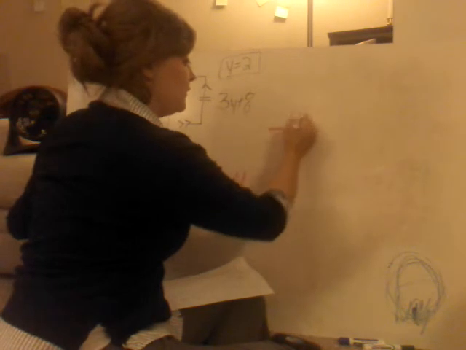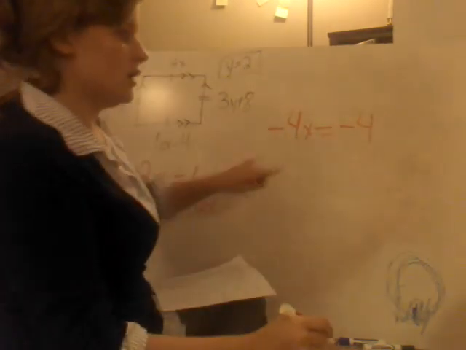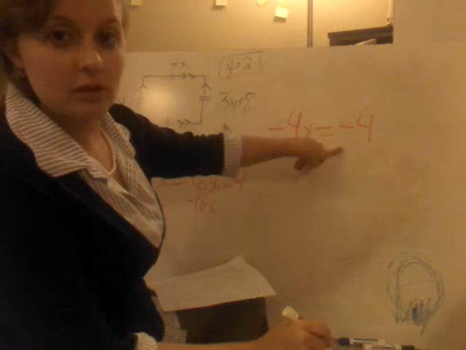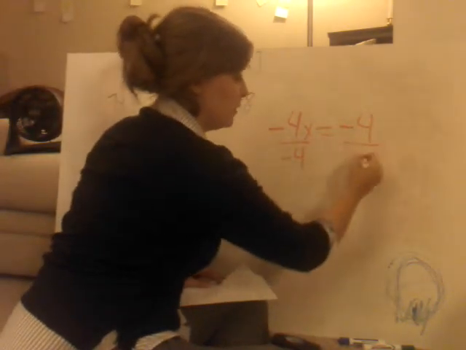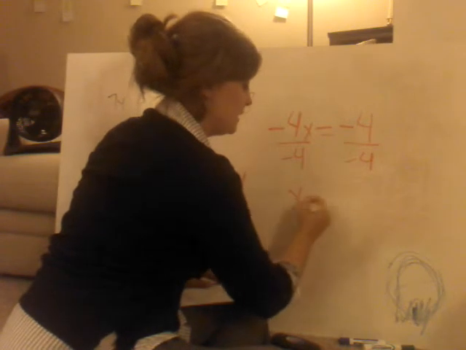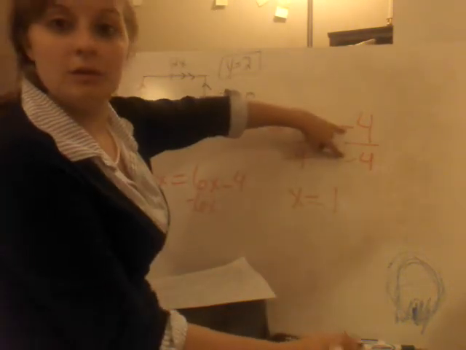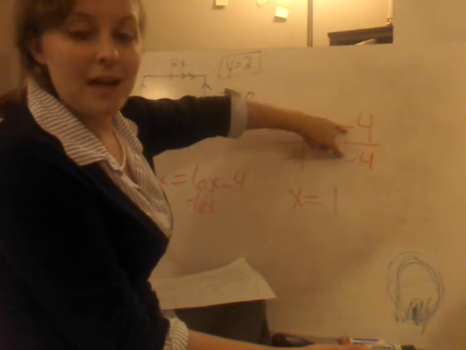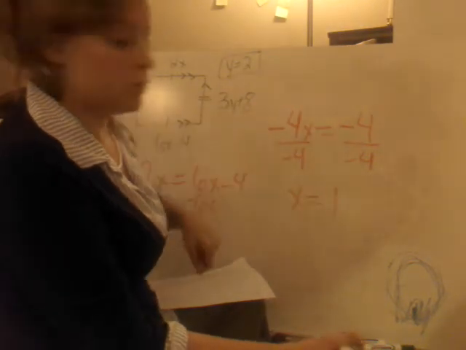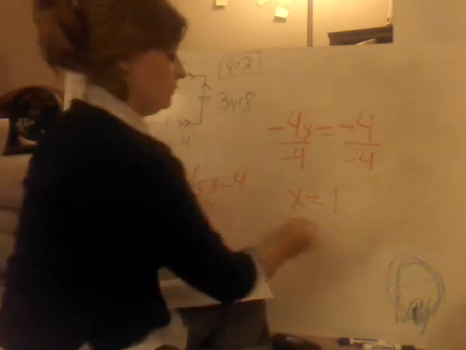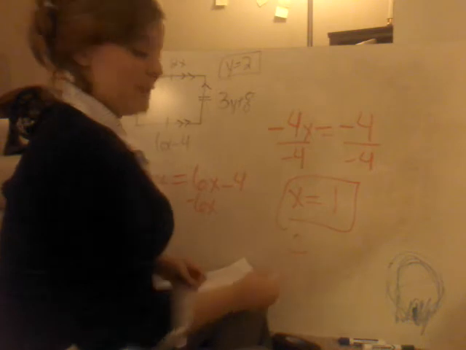So I have a negative 4x is equal to negative 4. Don't be scared, just a negative. I'll divide both sides by negative 4. X is equal to 1. Because negative 4 divided by negative 4, it's the same number on top and bottom. A negative and a negative make a positive. So x is equal to 1. Put a square around it. And a happy face.